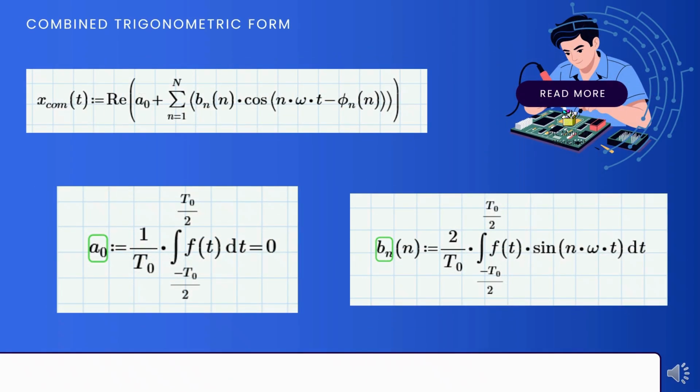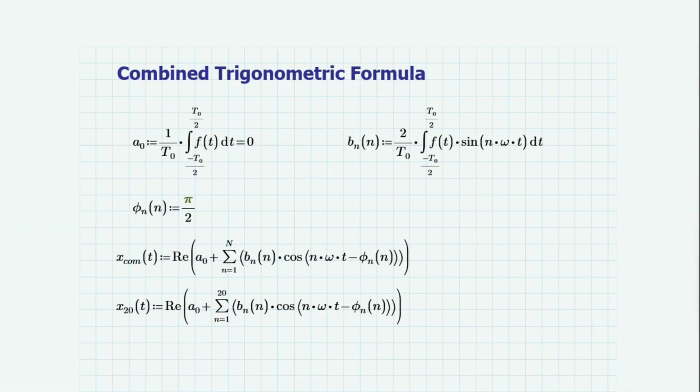We also have the combined trigonometric form. This representation is particularly useful for engineers as it combines the sine and cosine terms into a single periodic function with a specific phase shift. To dive in, we can proceed to our MathCAD file.